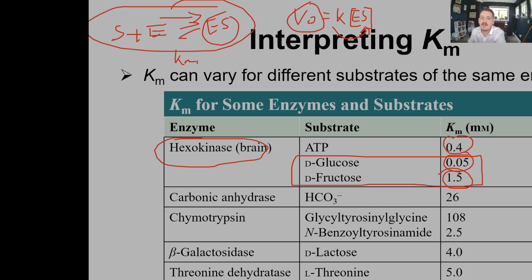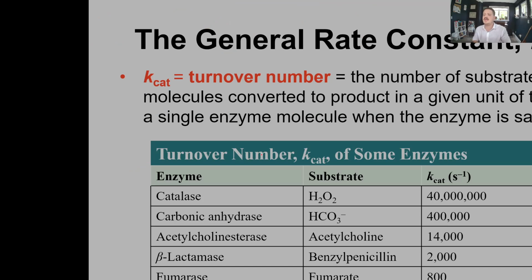But remember, E plus S to ES is not the whole reaction. You also have to factor in ES to EP to E plus P, and thus you cannot compare between different enzymes, because hexokinase with ATP may have a really low Km value. However, it may have a really low K2 value, and so you can't say that one is better than the other, because there are two things to consider. We're going to get into that in a moment. Like I said, this is the Kcat value. Kcat is the K2.